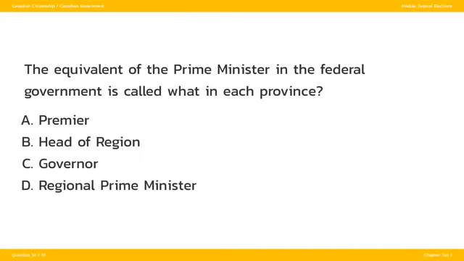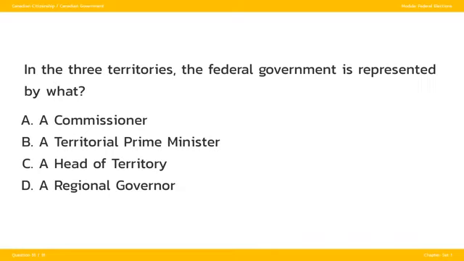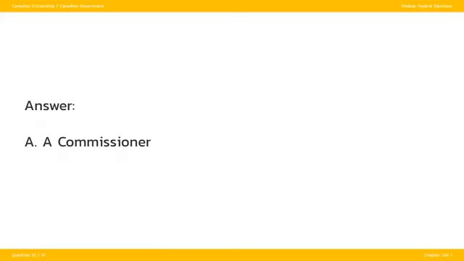The equivalent of the Prime Minister in the federal government is called what in each province? A. Premier. B. Head of Region. C. Governor. D. Regional Prime Minister. The answer is A. Premier. In the 3 territories, the federal government is represented by what? A. A commissioner. B. A territorial prime minister. C. A head of territory. D. A regional governor. The answer is A. A commissioner.